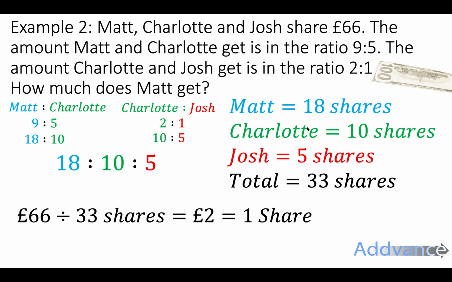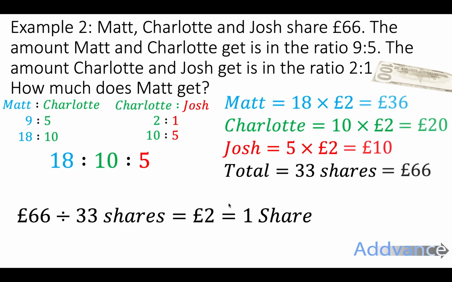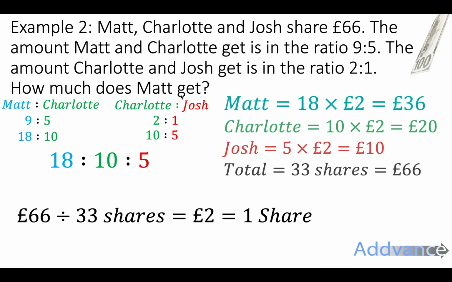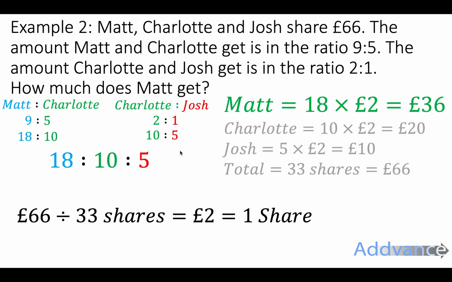So Matt gets 18 shares, Charlotte gets 10 shares, and Josh gets 5 shares. That's 18 times 2, 10 times 2, 5 times 2 is £36, £20 and £10. How much does Matt get? That's the question. Matt gets £36. That is the final answer. Okay.